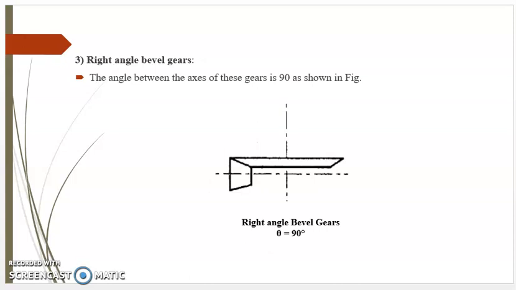Third, right angle bevel gears. The angle between the axes of these gears is 90 degree as shown in figure. This is the axis of this gear, this is the horizontal axis. The angle between the axes is 90 degree.